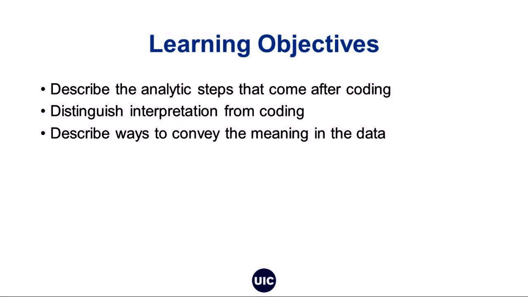So we have 3 learning objectives for this short module. I hope by the end of this module you'll be able to describe the analytic steps that come after the coding processes. You'll be able to distinguish interpretation from coding. Coding is a process to organize your data to prepare for interpretation and meaning making. And then describe ways to convey the meaning in the data.